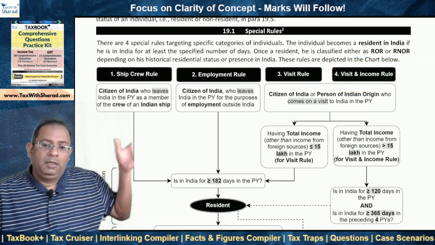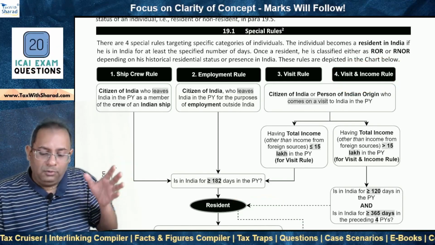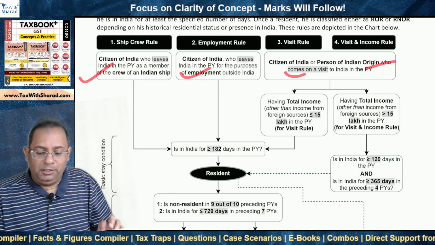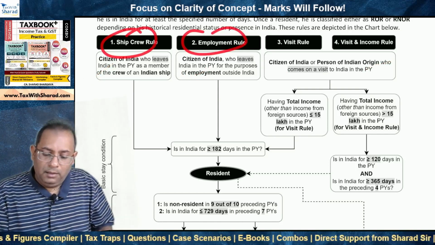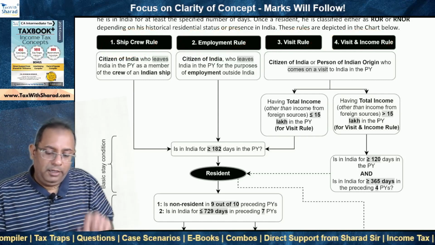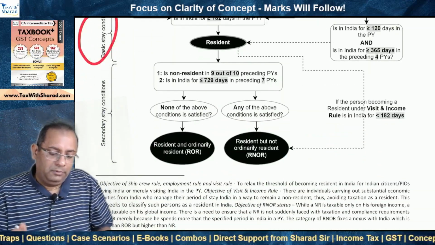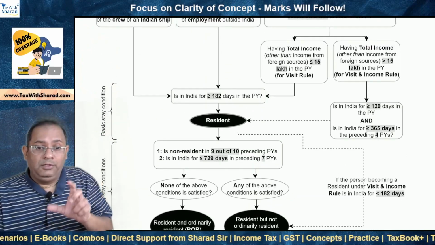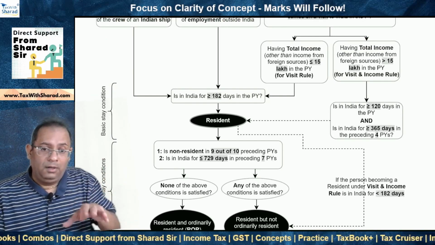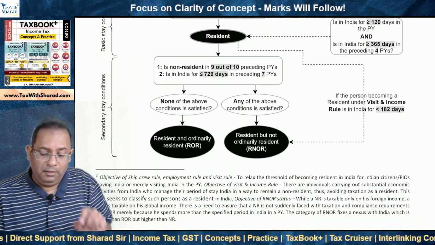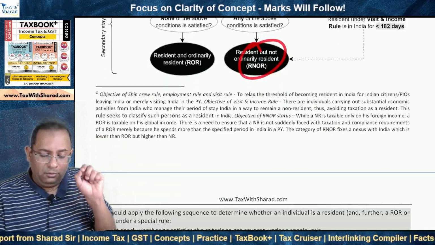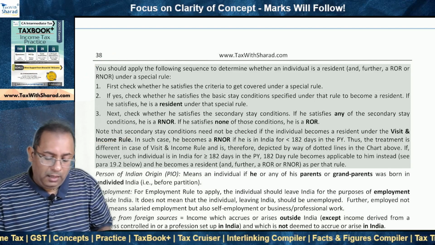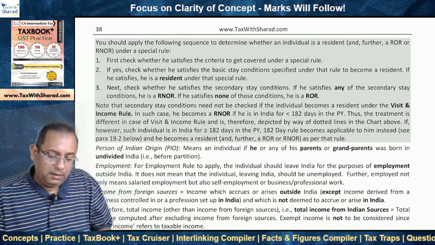You need to first of all check whether any of the special rule is applicable. For that you need to check whether the conditions are met. If the condition is met, then the person will fall within a special rule, and then you need to check the basic stay condition and consequently the secondary stay conditions to figure out the status of an individual as a resident or a ROR or RNOR. In the case of visit and income rule, as that of a RNOR. So this is basically the sequence to figure out, and this is what we have discussed already.